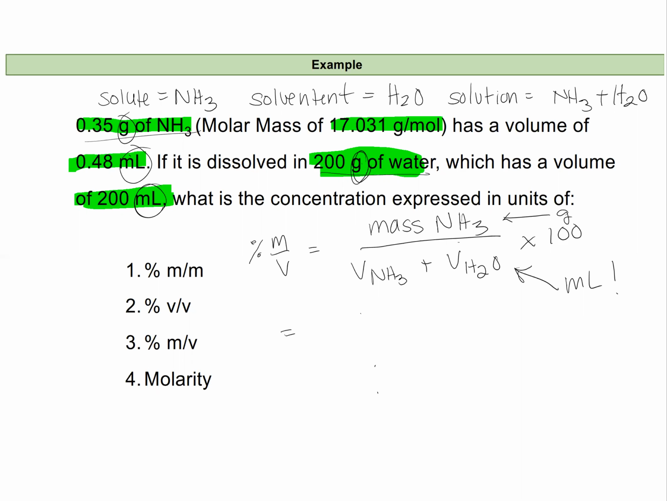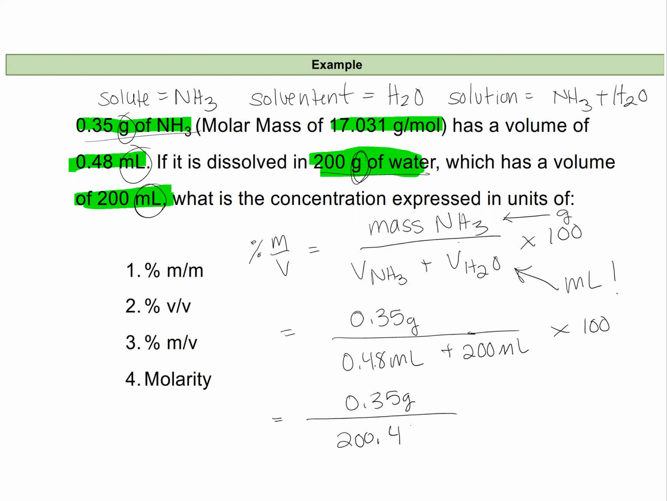So this is going to be equal to that 0.35 grams of ammonium divided by our 0.48 milliliters, which is the volume of that ammonium, plus our 200 milliliters of water, all times 100, which will be equal to 0.35 grams divided by 200.48 milliliters times 100. And then plugging this value into our calculator, we're going to get something that was very close to our mass to mass value. It'll be 0.175% for our percent mass per volume.